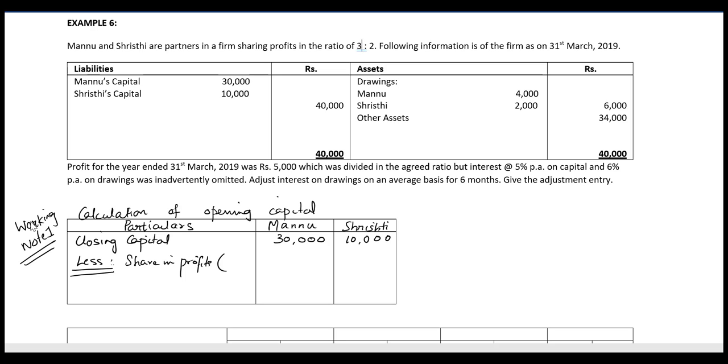The profit sharing ratio is given as 3:2. Rupees 5,000 is the profit for the year ended 31st March 2019, and we need to divide that in 3:2 ratio. So we get 3,000 for Manu and rupees 2,000 for Shrishti.